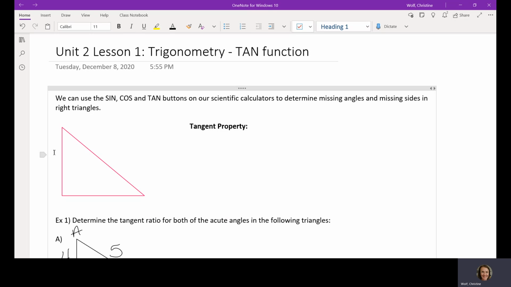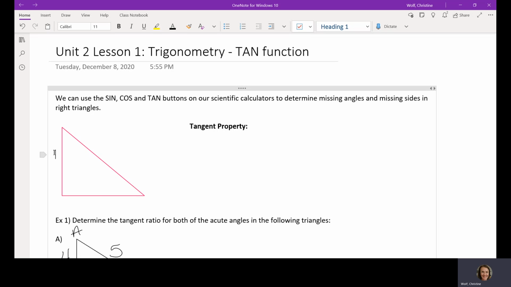So I highly, highly recommend that before you listen to this video, you go get your scientific calculator because we have to use the tan button today and you need to fiddle around with your calculator a little bit. All calculators are different. So I suggest you take your calculator out and do each question along with me to figure out how your calculator works because they're all different.